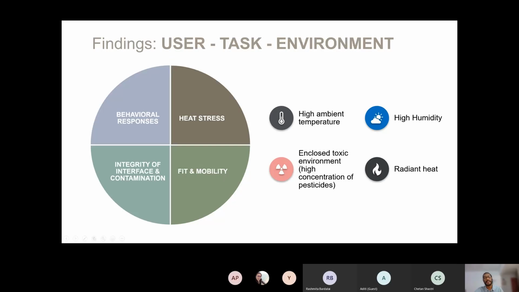And the fourth area that came into picture was because human nature is so different, and every individual, in spite of having proper training, has a different way of interacting with their environment and the tasks that they do. So the differences in behavioral responses could also be a reason for contamination.